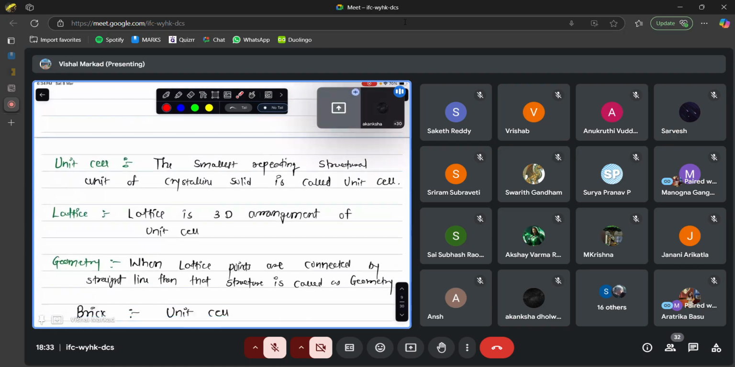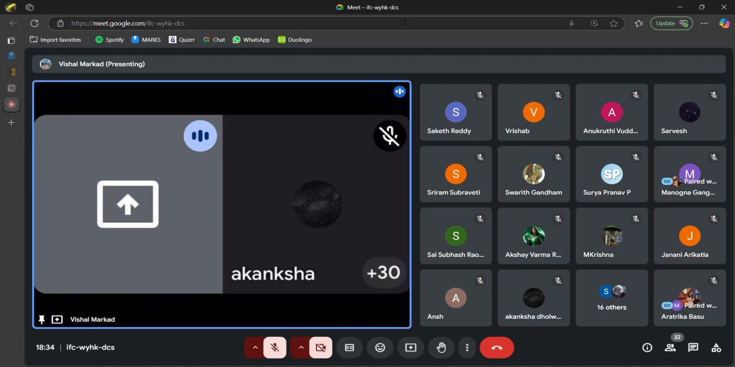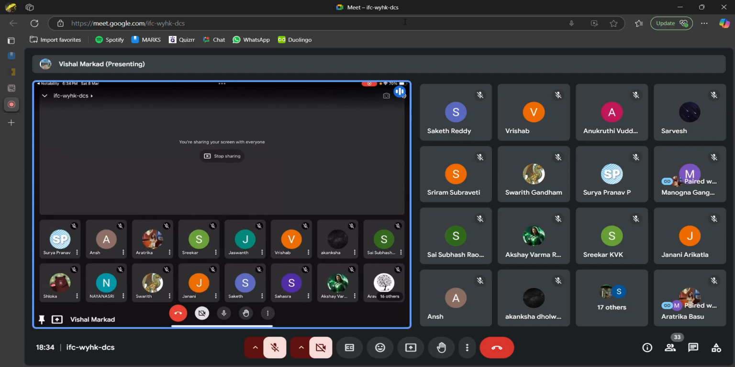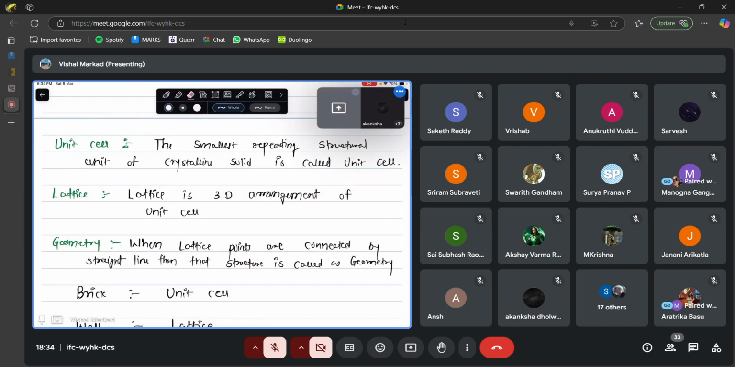Now the main basic thing about the solid state: the unit cell and all. So what is the unit cell? It is the smallest repeating structural unit of a crystalline solid. Whenever we have to study the solid state chapter, think about this: all of you are sitting in one room, right? We have to think about the room. Now what is the basic part of that room? That entire room has some shape. Okay, it can be rectangular, it can have a cube shape.